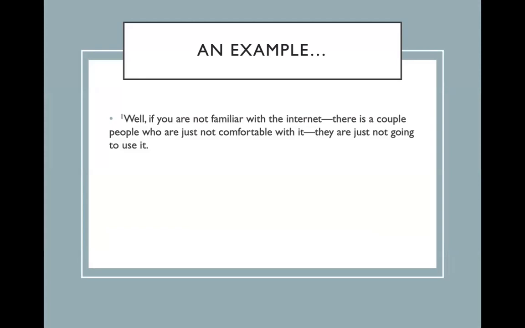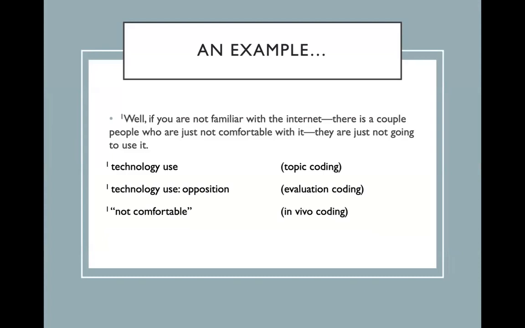An example is this statement: "Well, if you are not familiar with the internet, there are a couple of people who are just not comfortable with it. They are just not going to use it." If you look at this example, the topic coding here is about technology use. But the evaluation coding would imply opposition. And then the in vivo coding will refer to "not comfortable." So that's just one sentence, but you can identify a topic code, an evaluation code, and an in vivo code.